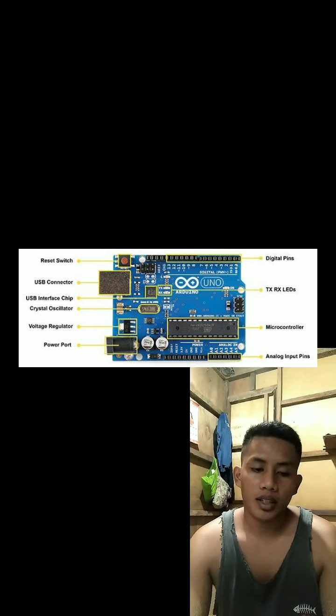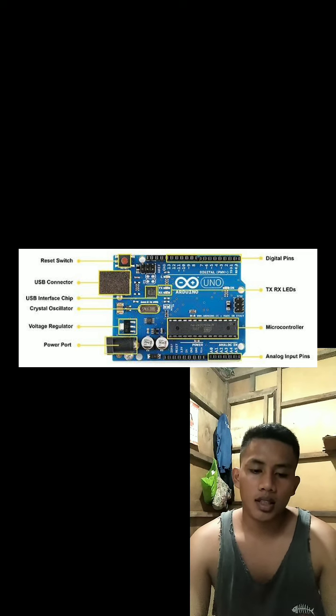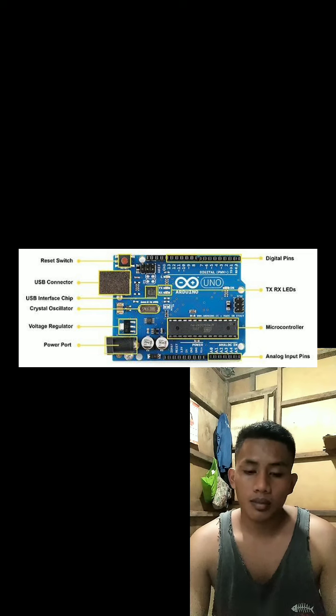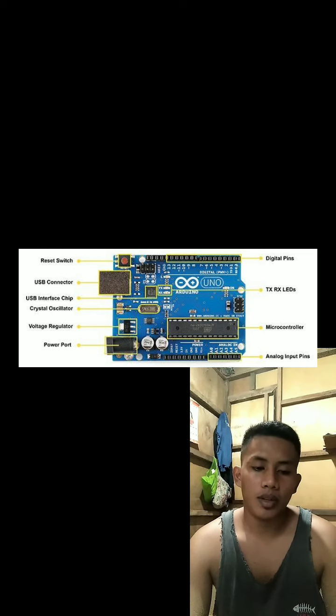Number 4, crystal oscillator. The crystal oscillator helps Arduino in dealing with time issues. How does Arduino calculate time? The answer is by using the crystal oscillator. It tells us the frequency of 16 million hertz or 16 megahertz.